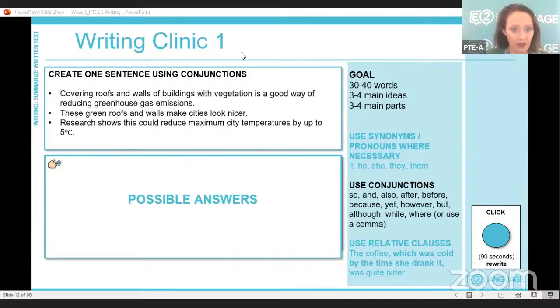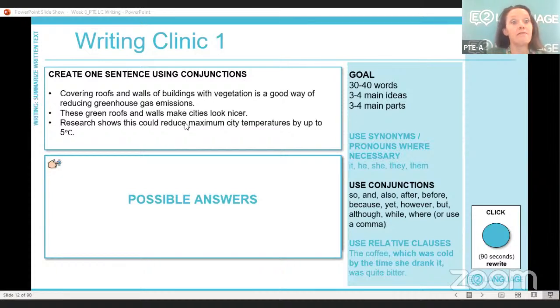What was the other one that you said? As well as, very good, Eddie. So that's right. You could say the coverings, so as well as and are very similar or the same meaning. You're adding a point. And the other one was, yeah, a reason. So very good. All right, now let's look at the last one. Research shows this could reduce maximum city temperatures by up to 5 degrees.